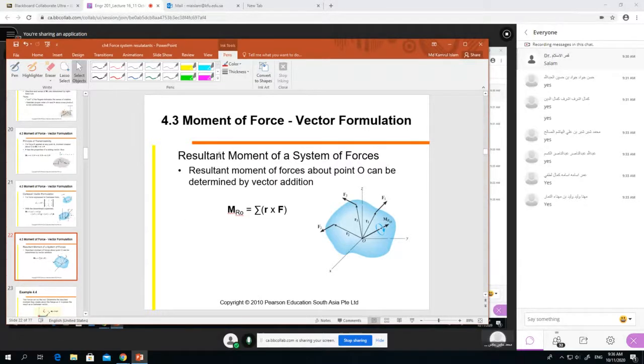We learned the formula before last class: the moment of a system of forces. If there are several forces like F1, F2, F3, the resultant moment of the forces about point O can be determined by vector addition. The first moment is R1 cross F1, plus R2 cross F2, plus R3 cross F3. So this is the resultant moment with respect to point O, the summation of R cross F.